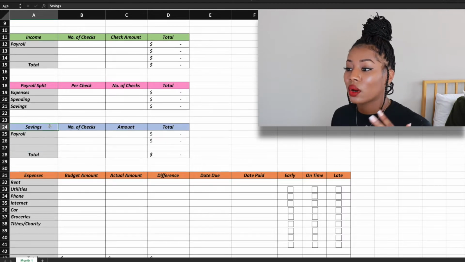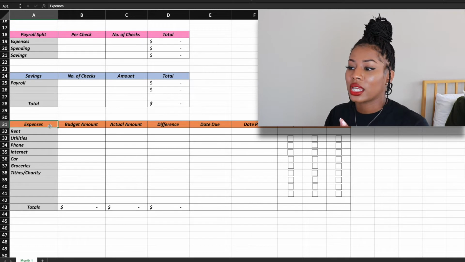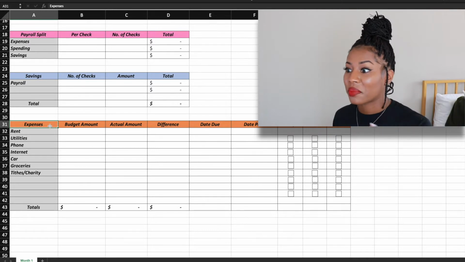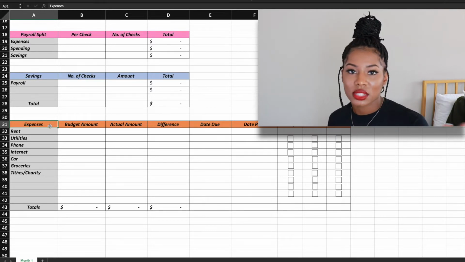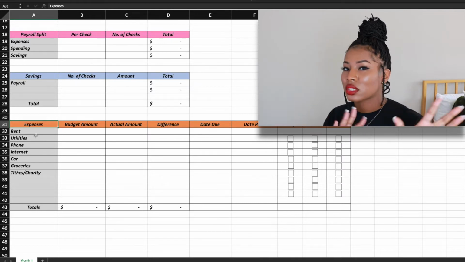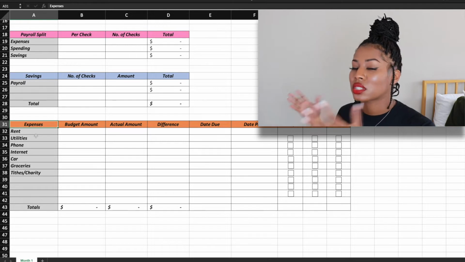But moving on to the expenses chart. This is basically going to be a list of all of your expenses, the things that you consider expenses. On here, I just put some basic things down: rent, utilities, phone, internet, tithes, charity, grocery, car, just some basic things. And I'm going to tweak this particular budget to fit with the scenario.